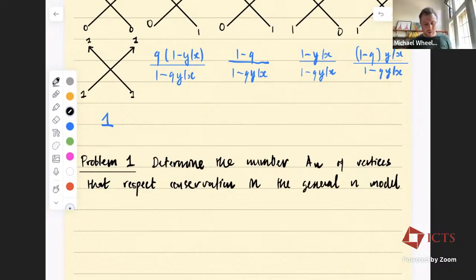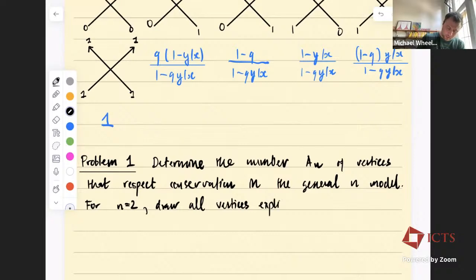The n equals 1 example is above. Try to get a closed form for these numbers for generic n. That's just a simple enumeration problem. And then for n equals 2, draw all vertices explicitly and record their weights. So that's just a little warm-up exercise for getting familiar with the model that we're dealing with. Good. I will carry on.